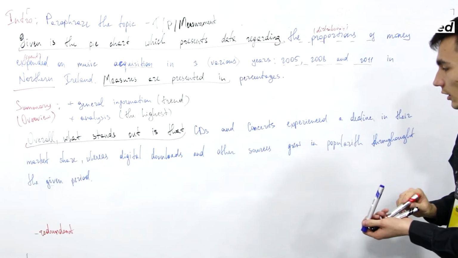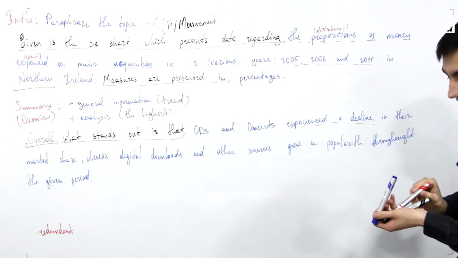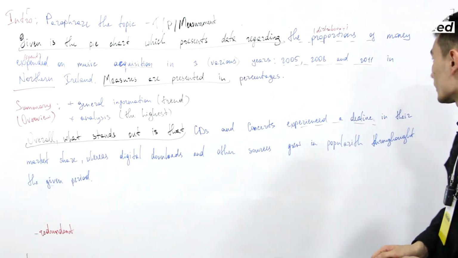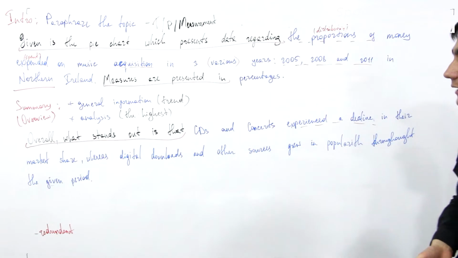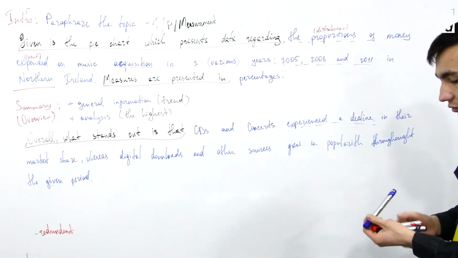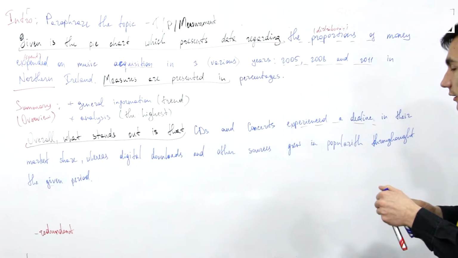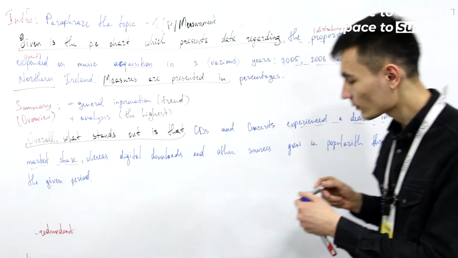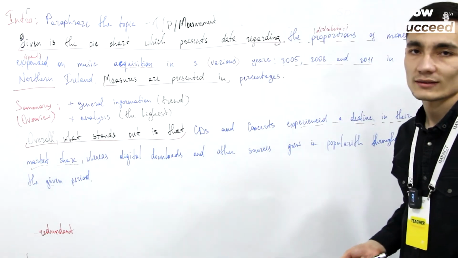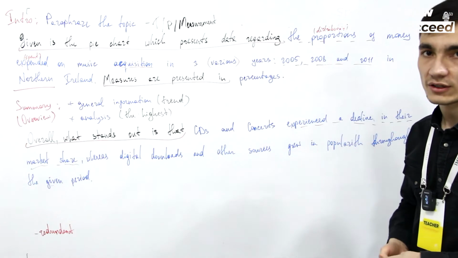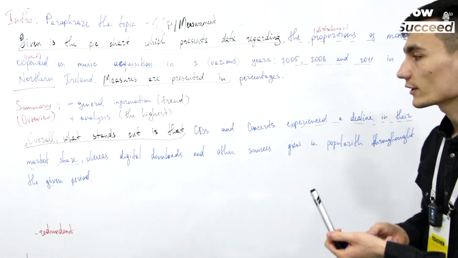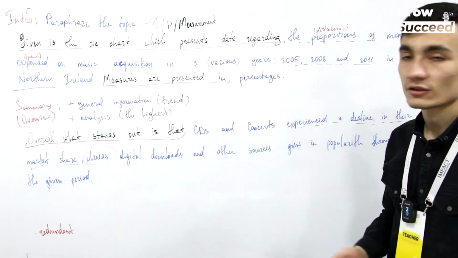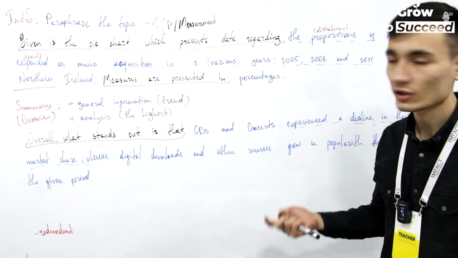I didn't just say it declined, I said experienced a decline, which is a much better structure than simply saying declined. And the thing you have to pay attention to is "in their market share", because if you simply say they experience a decline, they cannot experience a decline, they can only decline in market share, in percentages. That's why you have to clarify it here. And here I use whereas to contrast two points. It's a good connector, a good conjunction here.